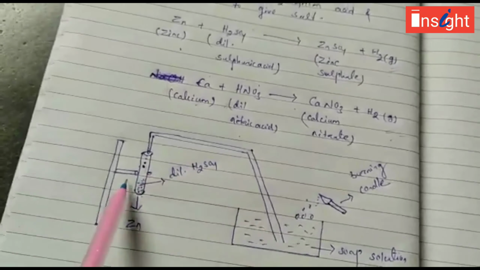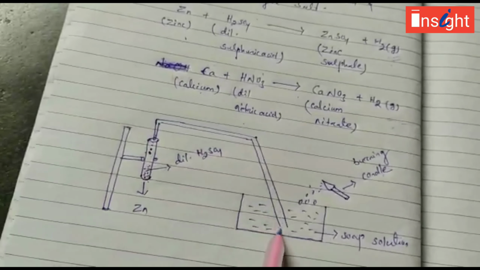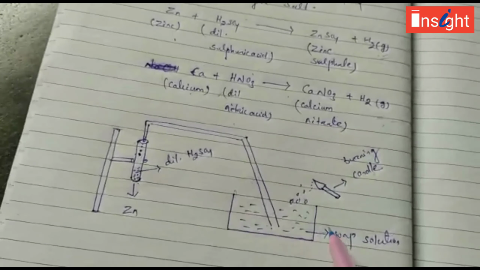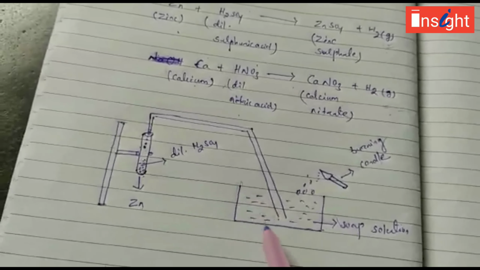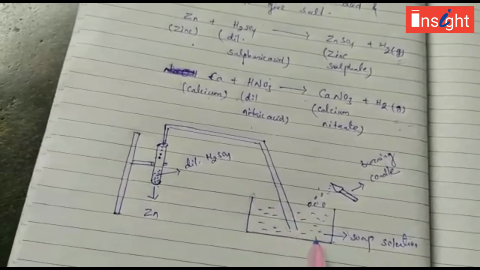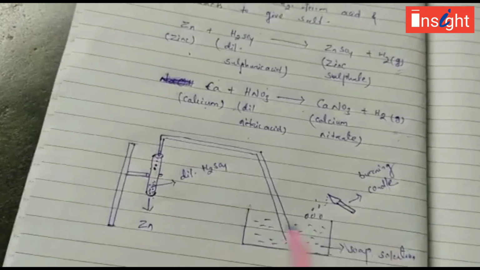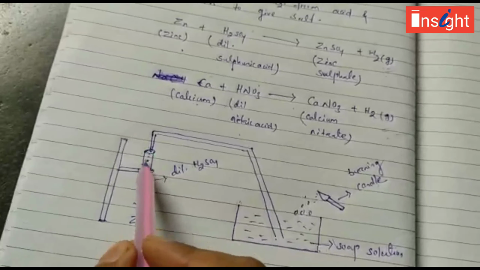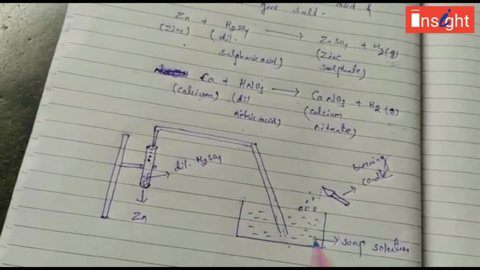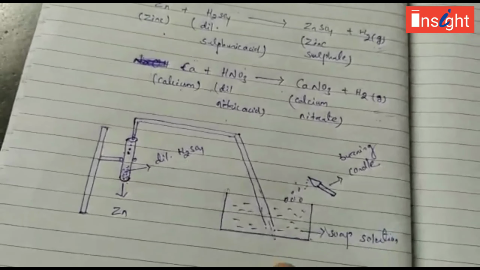That gas we will transfer to another container, or another beaker, that contains soap solution. We will connect the test tube and the container through a tube, so that the gas released from the test tube will go to the soap solution. That gas will come here into the soap solution.